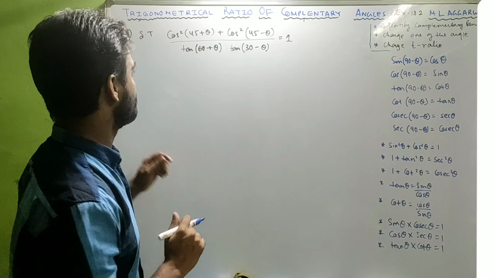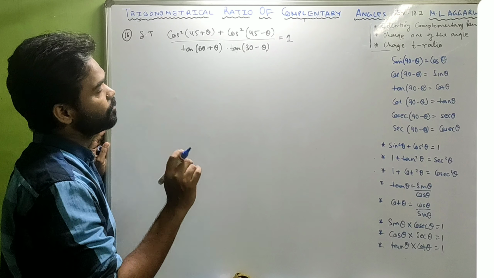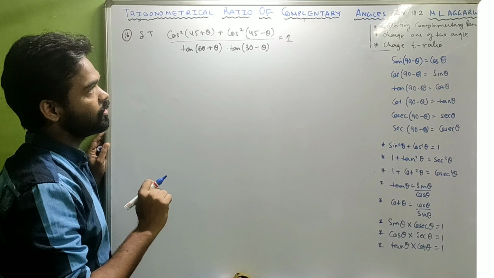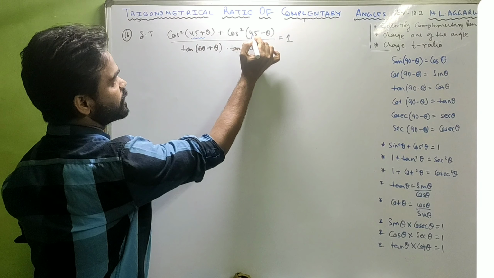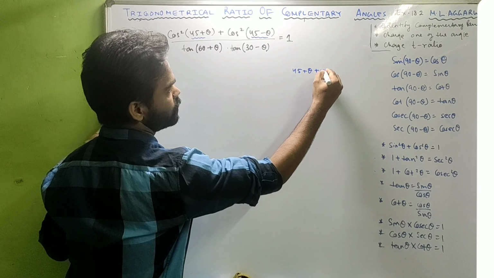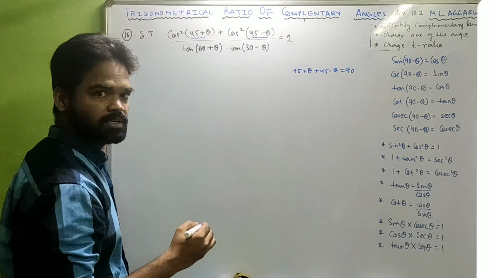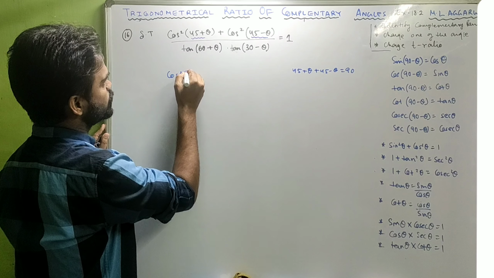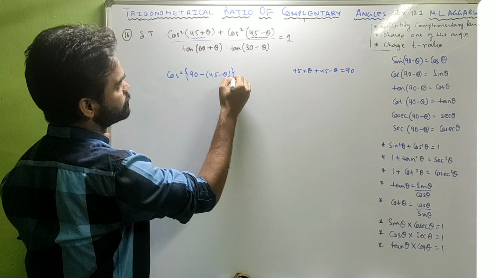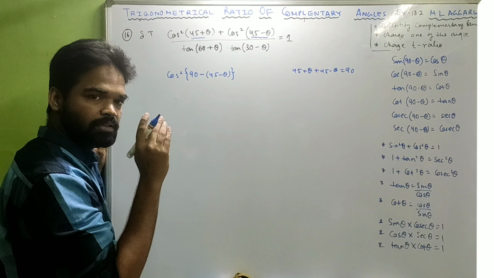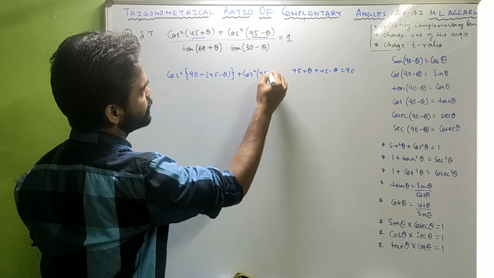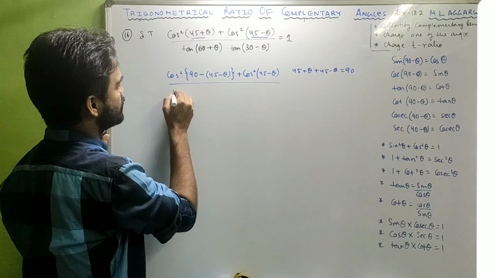Now look at sum number 16. Very easy. Show that (cos square(45 plus theta) plus cos square(45 minus theta)) by (tan(60 plus theta) multiplied by tan(30 minus theta)) is equal to 1. If you look carefully, 45 plus theta and 45 minus theta are complementary because when you add them, you get 90. Isn't it? Which means I can write this as cos square(90 minus (45 minus theta)). If A and B are complementary, then we can write A as 90 minus B and this as it is.